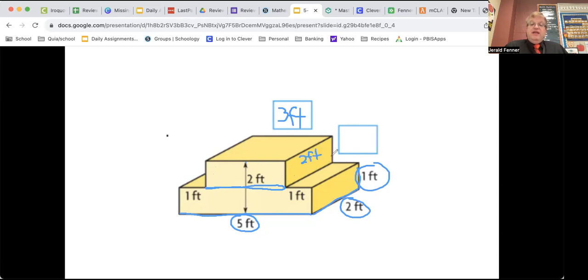But now we need to find out what's the height. And once again, we have a few clues. One clue is it says the entire shape is 2 feet. And the bottom half is 1 foot. So 2 feet minus 1 foot is 1 foot.